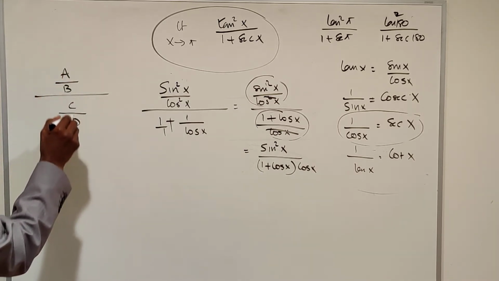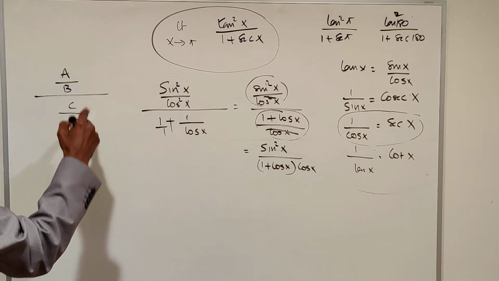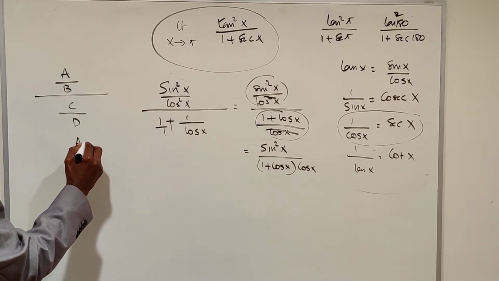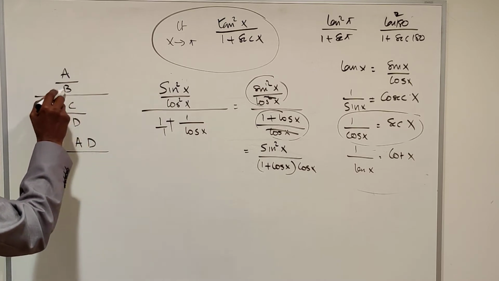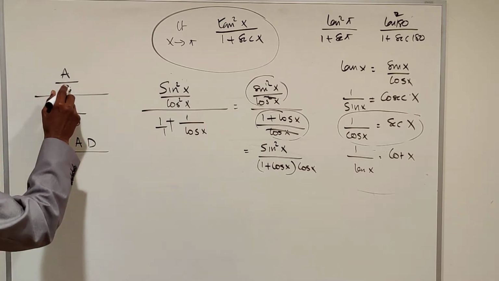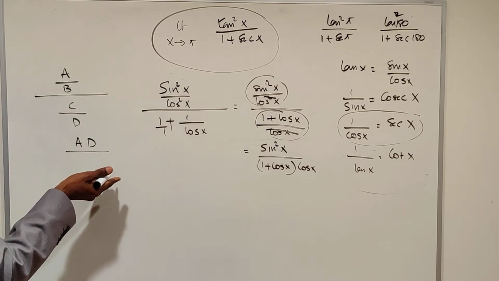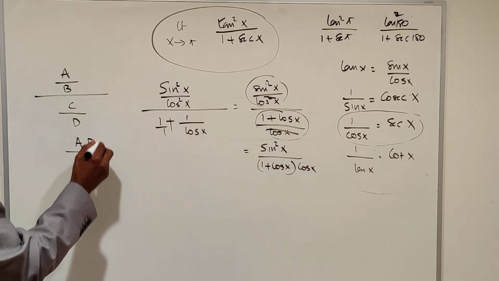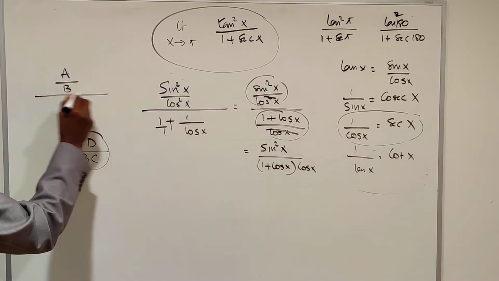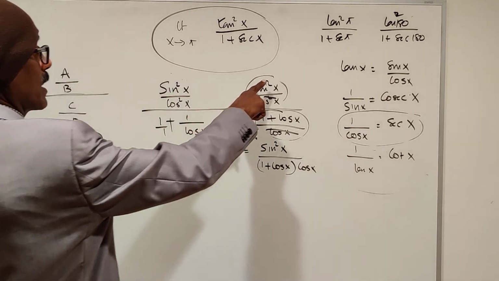Now you need to multiply a and d together and put it in the numerator: a times d divided by b and c. Multiply b and c and put it in the denominator. You need to remember this. This is important. Okay, I just apply that.